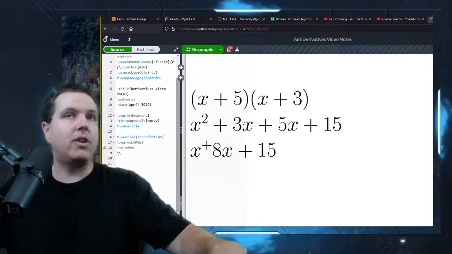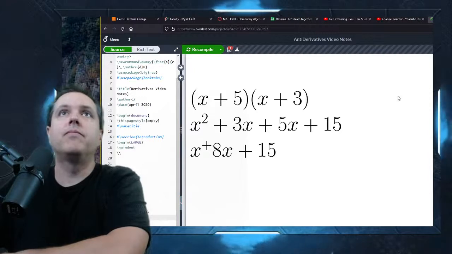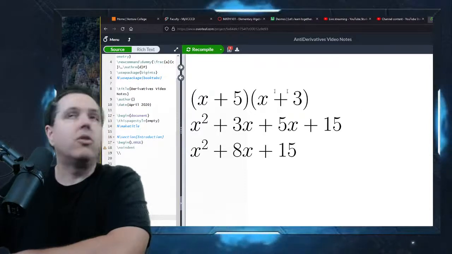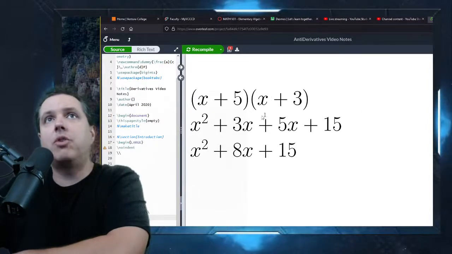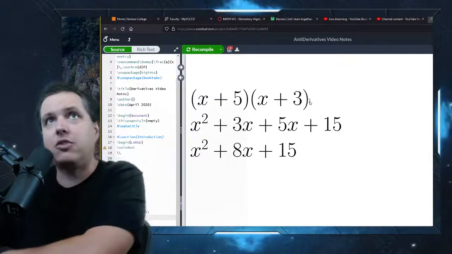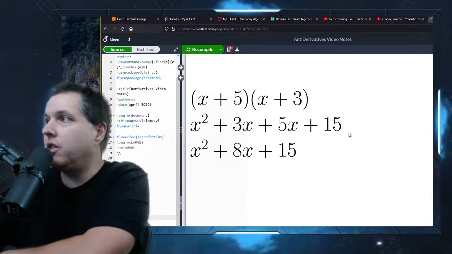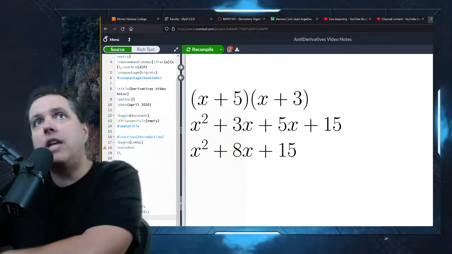Whoops, I've got a typo in here. Okay, so x plus 5, x plus 3, x squared plus 3x plus 5x plus 15. We've got x squared plus 8x plus 15. So that's the polynomial multiplication that we learned in the previous chapter. Okay, so now we're trying to go backwards.